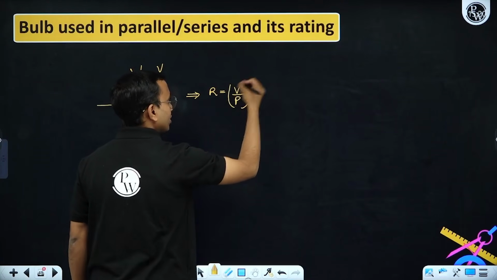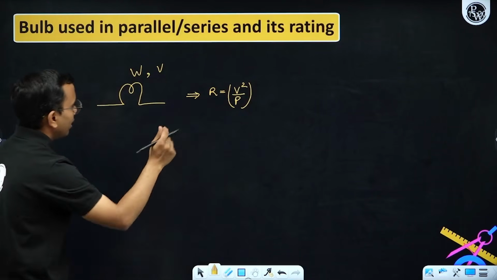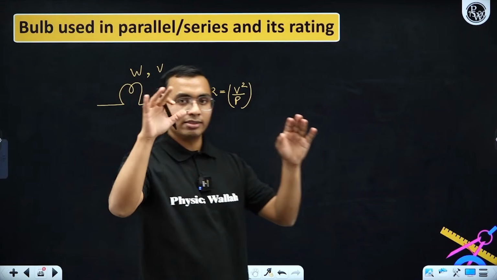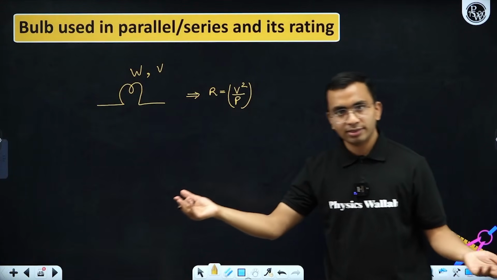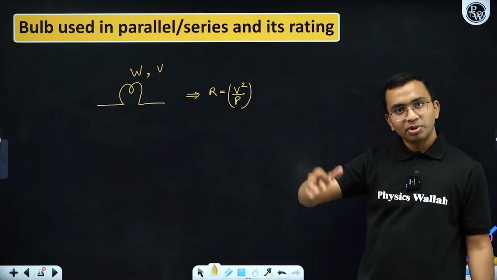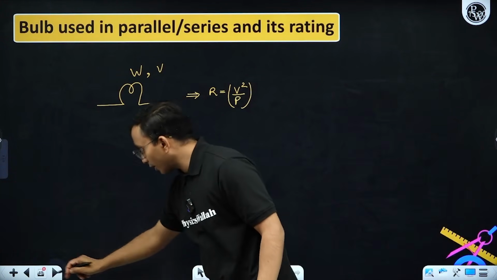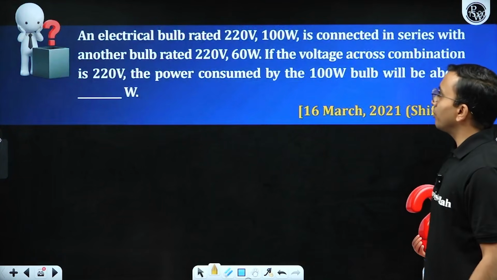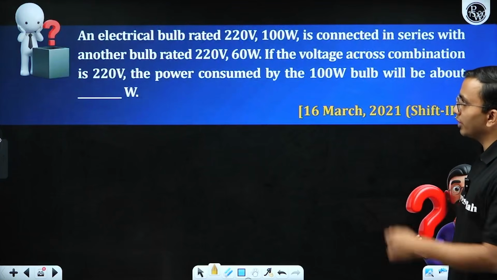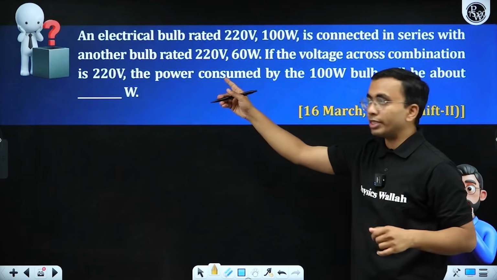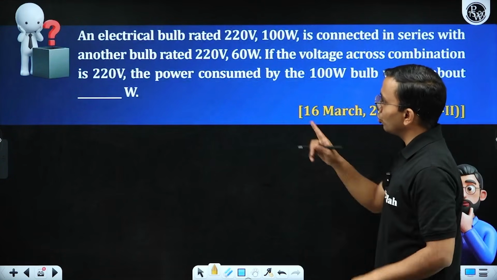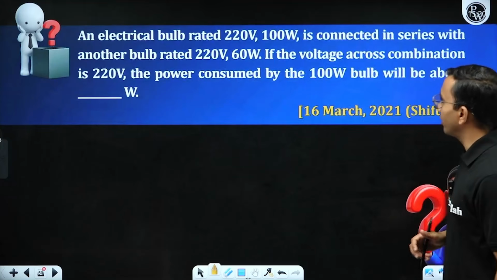So use the rating values to find the resistance, then replace the bulb with a resistance. Now whether the bulbs are connected in series, find the series resistance and then solve it. If they are connected in parallel, treat them in parallel, then solve it. I'll show you. An electric bulb rated 220 volt 100 watt is connected in series with another bulb that is 220 volt 60 watt. If the voltage across the combination is 220 volt, the power consumed by the 100 watt bulb is.